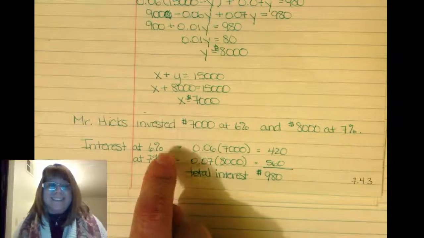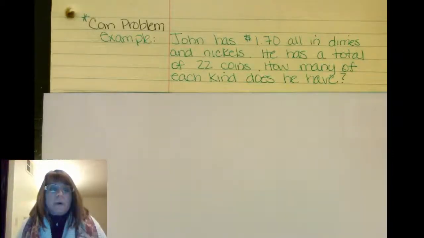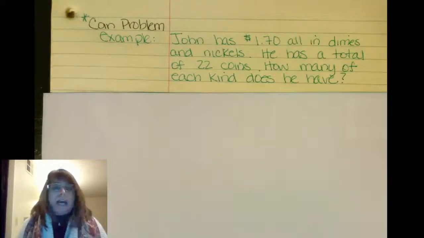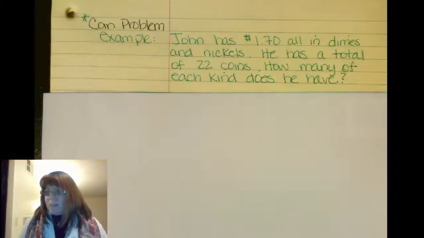So here's a problem I'd like you to work on your own and have it prepared for next class. It's a coin problem. John has $1.70 all in dimes and nickels. He has a total of 22 coins. How many of each kind does he have? Think about this problem in the same way that we did Mr.